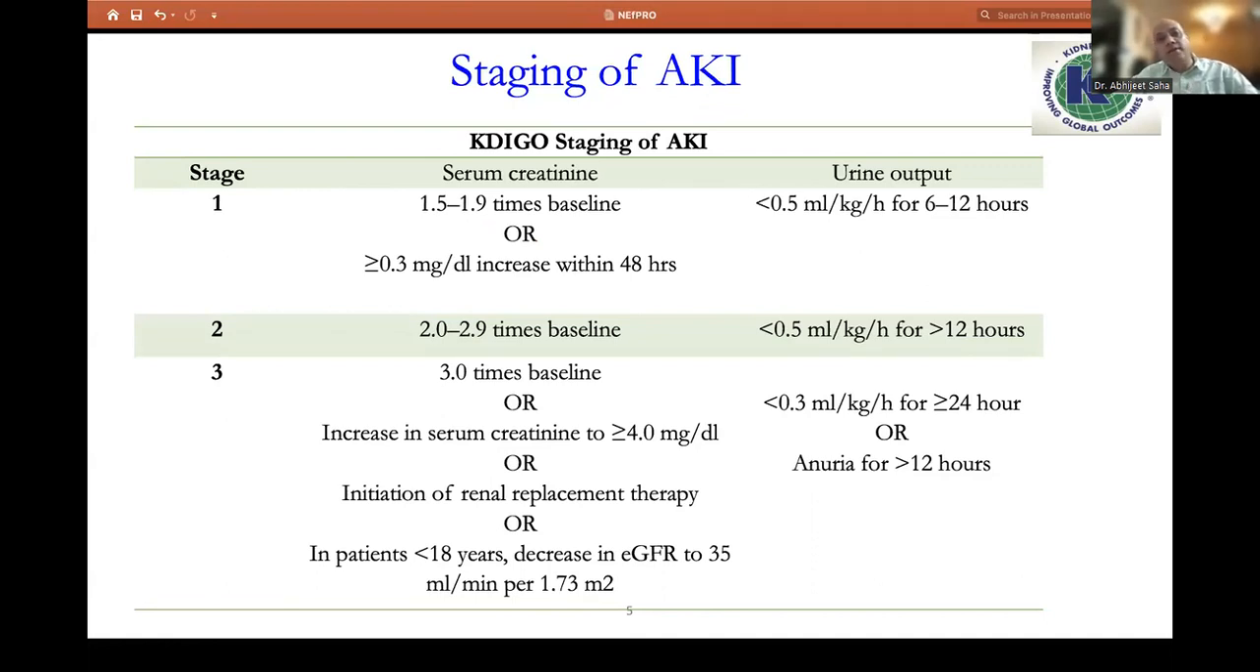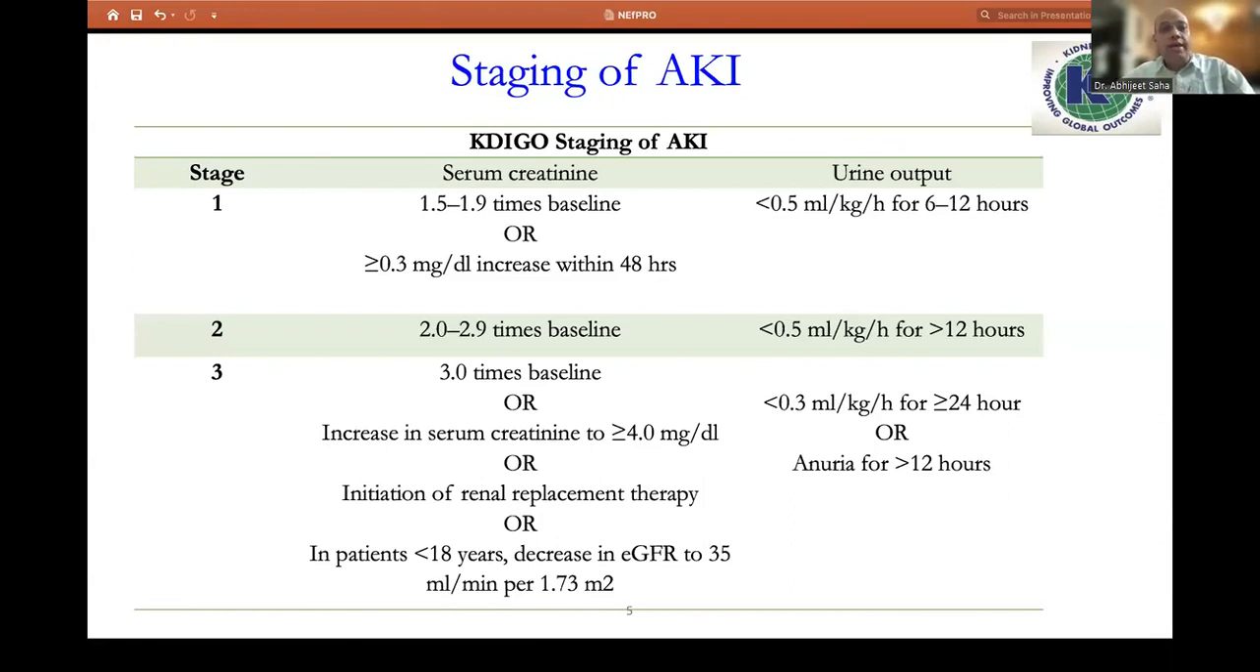So in stage 1 AKI, you can see that there is an increase in serum creatinine from 1.5 to 1.9 times from the baseline. And remember that apart from serum creatinine, there is a urine output criteria. So the child can be fulfilling either the serum creatinine criteria or the urine output criteria, and you cannot miss out the urine output criteria, because it is supposed that if you are missing the urine output criteria, then probably you are missing a proportion of acute kidney injury patients. So urine output criteria is actually more important as compared to the serum creatinine criteria.